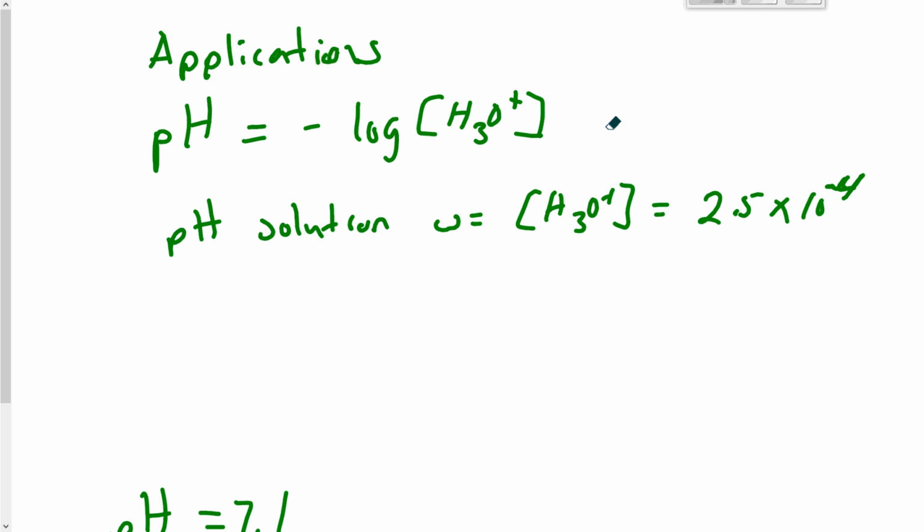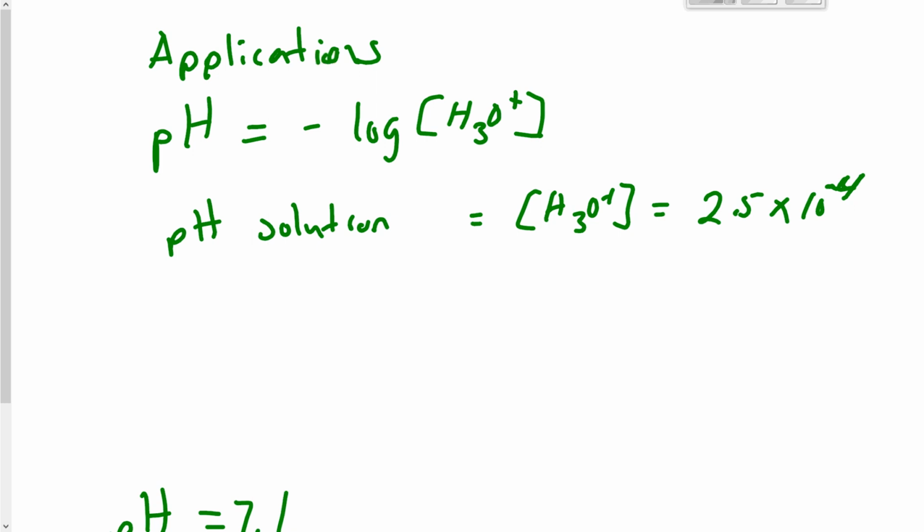We're at Section 4 in Chapter 4, and we're going to talk about applications dealing with common logs. One application is in chemistry: the pH level of a solution can be defined with this equation, negative log of H3O positively charged, which is the hydronium ion concentration. Based on how much is in the solution, we can find the pH level.